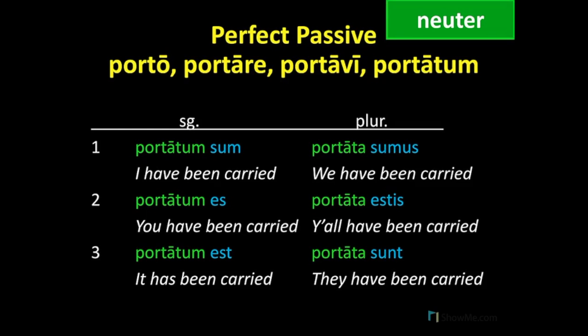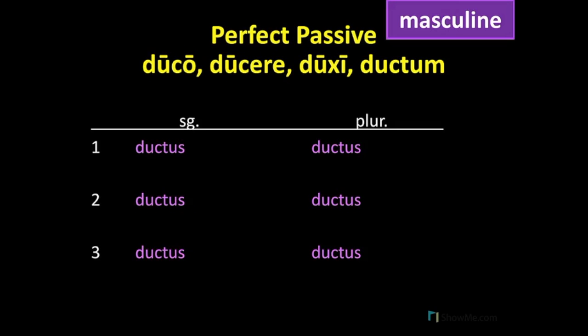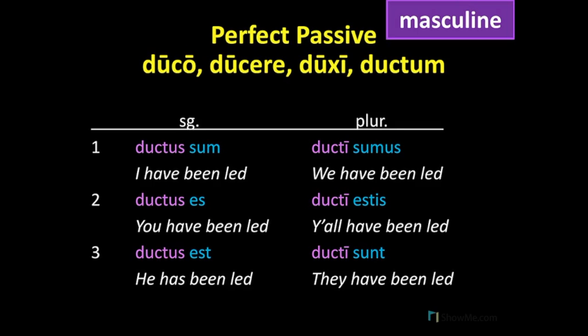Let's try another brief example, duco, ducere. Write out the fourth principal part and change it to a masculine participle. And remember to use the nominative plural ending for the plural column. Ductus is our singular, and ducti is the plural. Now we add the verb to be from the present tense. Ductus sum, ductus es, ductus est, ducti sumus, ducti estis, ducti sunt. And we translate this with the "has been" formula. Notice that the third person singular, again, uses that pronoun he.